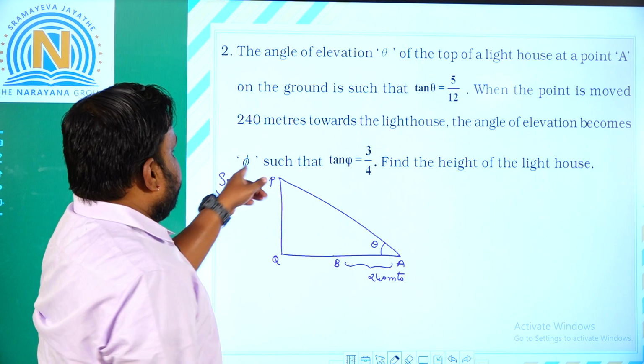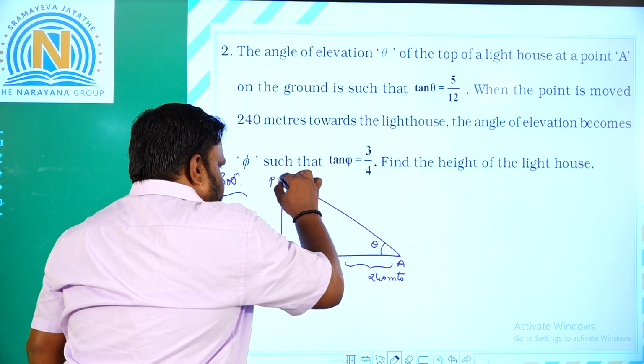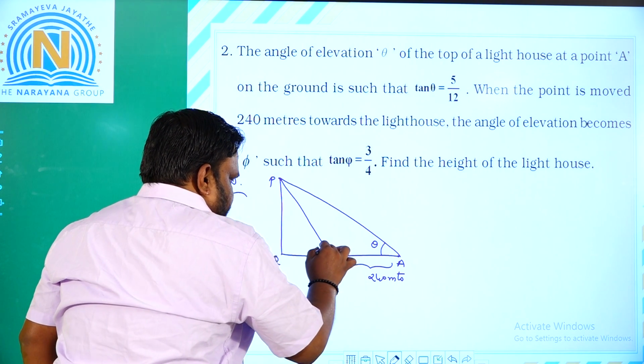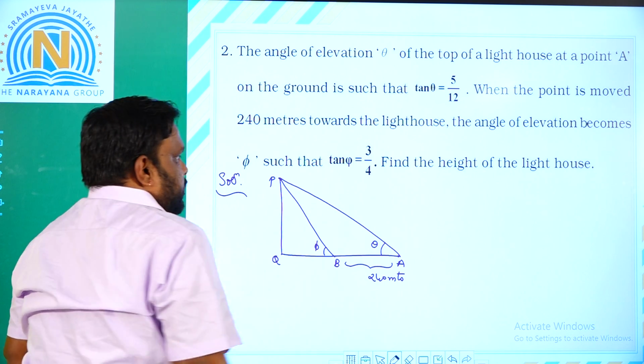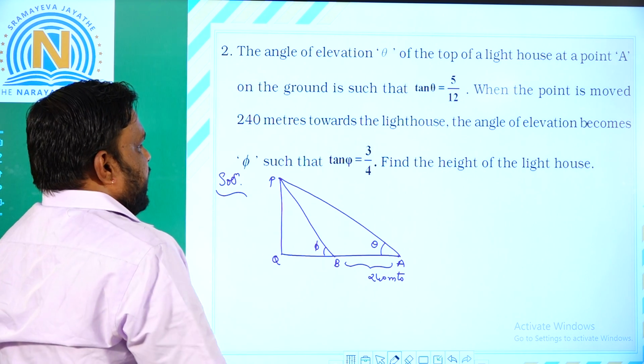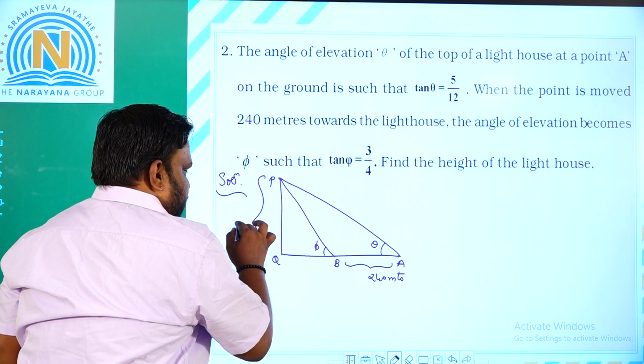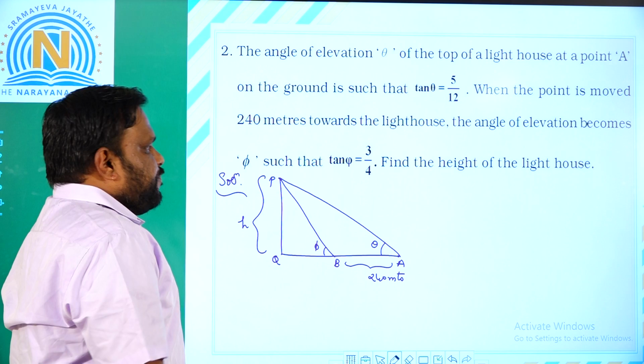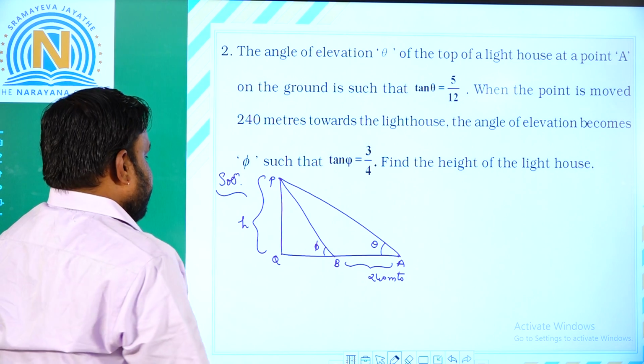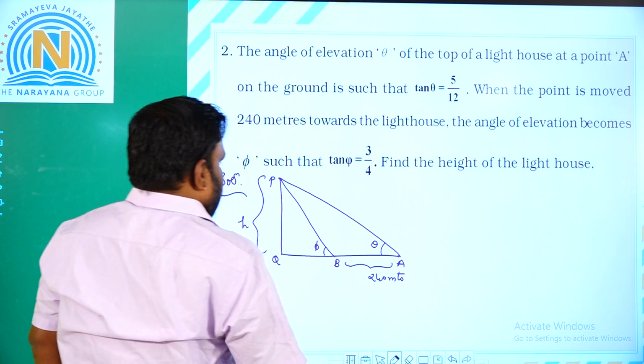The angle of elevation becomes phi. Now here, this angle of elevation is phi, such that tan phi is equal to 3 by 4. Find the height of the lighthouse. Here also I have to find out the height of the lighthouse. Okay. Now these are the conditions given for us. So let us start with the first part.